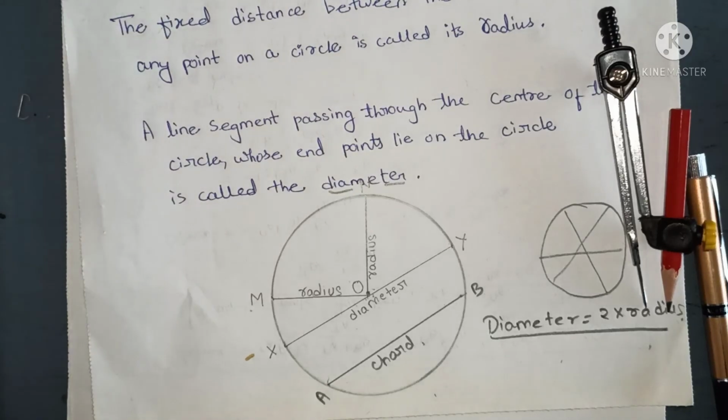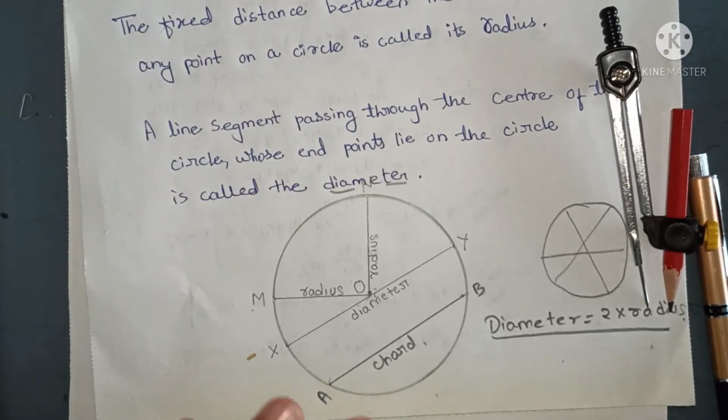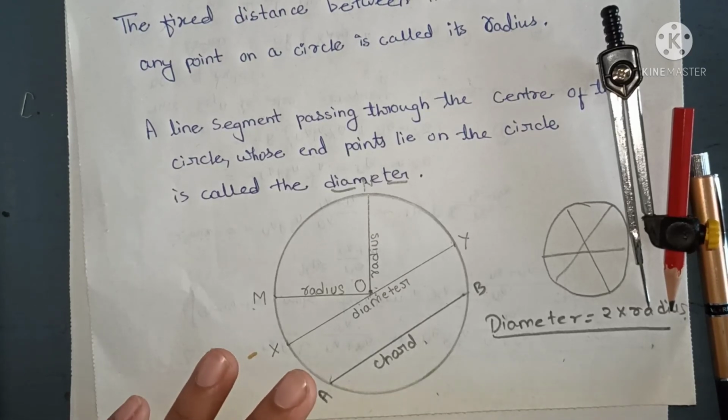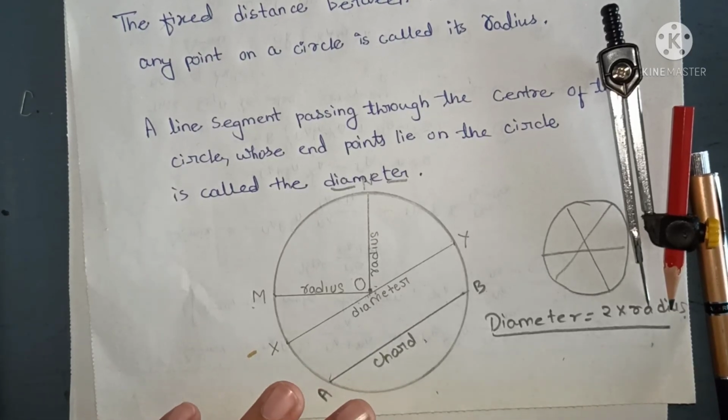Is it clear? I hope you have understood what is a chord, what is a diameter, what is a center, and about all the quadrilaterals.